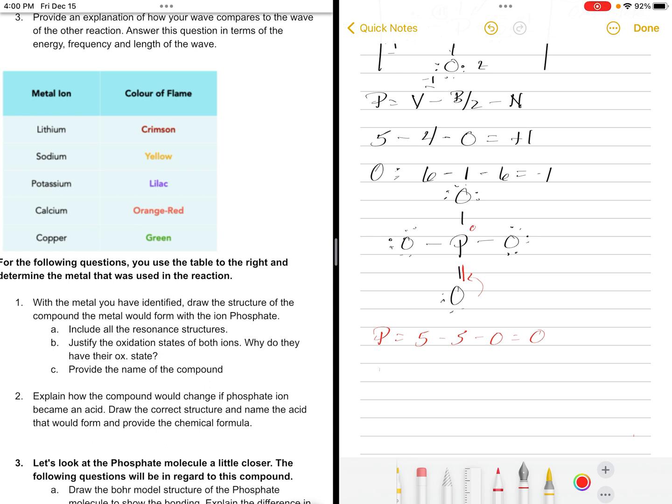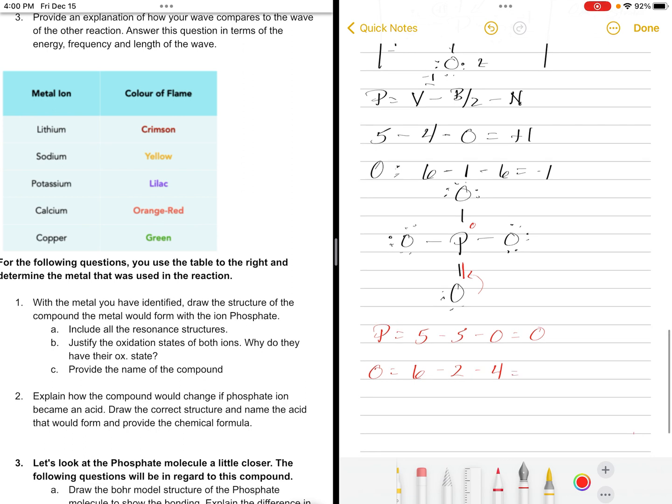This oxygen is also going to change. It has 6 valence electrons. It has 2 bonds on it, right? Because there's 2 there now. Minus 4 non-bonding electrons. It used to have 6, remember? And 6 minus 2 is 4, minus 4 is 0. So now this one changes to a 0.